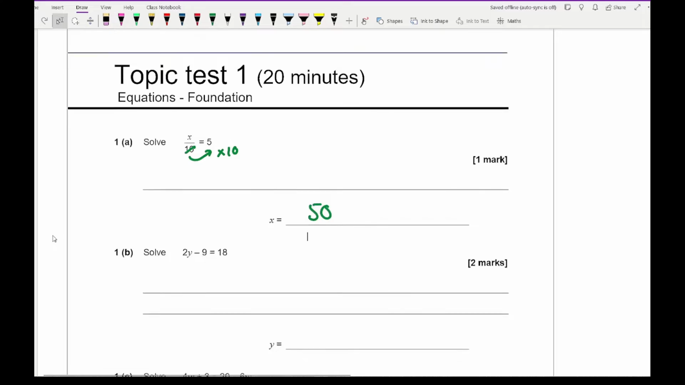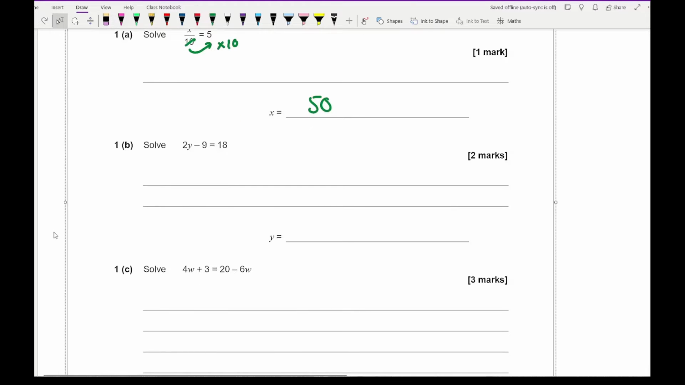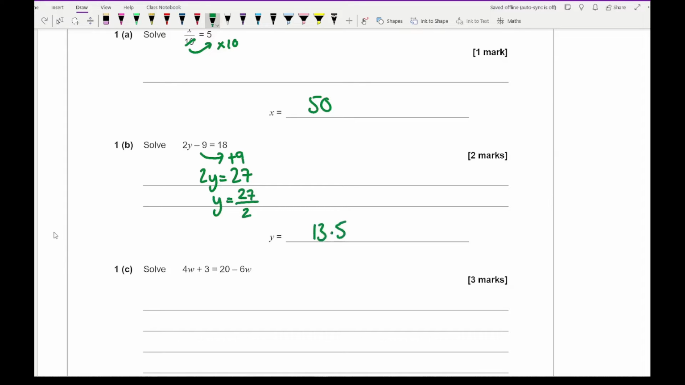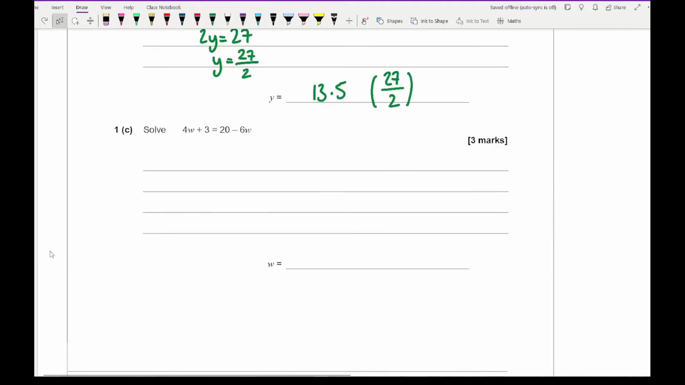Then with question 1b, it says solve 2y minus 9 equals 18. So we want to take away the 9, so we add the 9 and get rid of the minus 9. And so here we've got 2y equals 27. And then we've got y equals 27 over 2. So it's half of 27, which is 13.5. Now, if you wanted to, you could leave it as a fraction if you're not too great with your division. But again, either of those two answers would be absolutely fine.